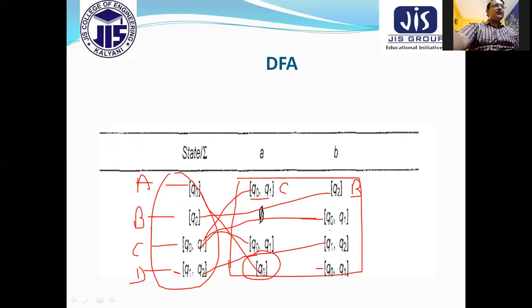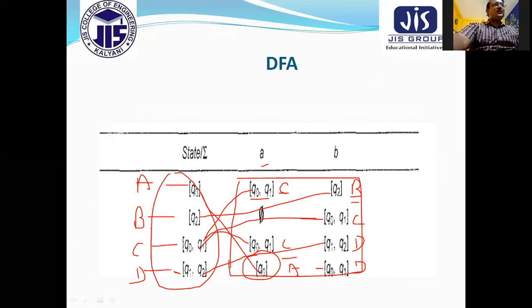and this is null. Q0, Q1 is C, so I can write C here, and Q0, Q1 again here to C, and this is D, so retain. This is A, retain, and this is D, retain. So now you can check that for every input I am getting a single state there. You can see.